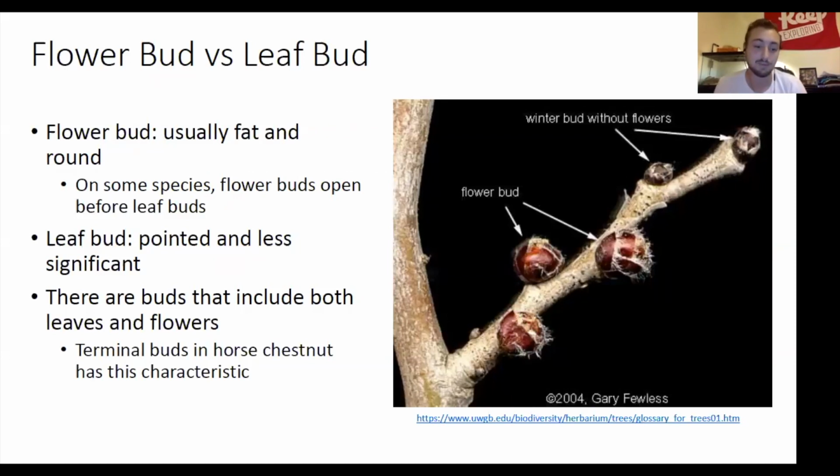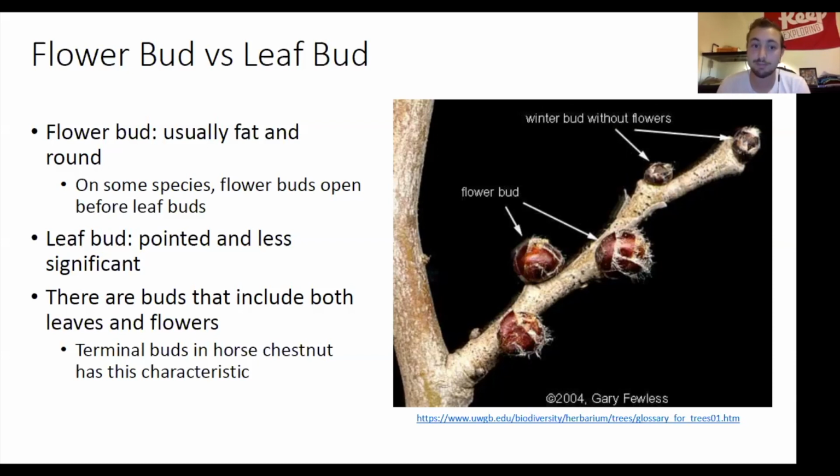Last class, I did have a question about flower buds and leaf buds, so I wanted to make a slide just talking about that. Flower buds are identifiable because they are usually more distinct. They're larger, rounder, and fatter than the leaf buds, the other buds that are present along the stem. On some species, like our redbud, the flower buds open before the leaf buds, so that's another way to tell which bud you might be looking at when the time of it opening.